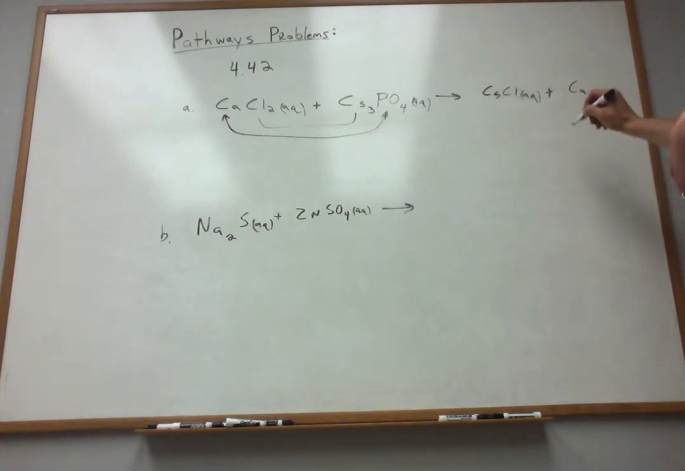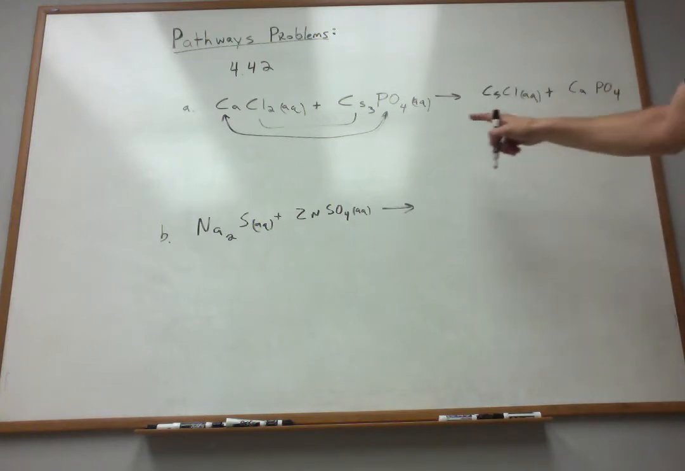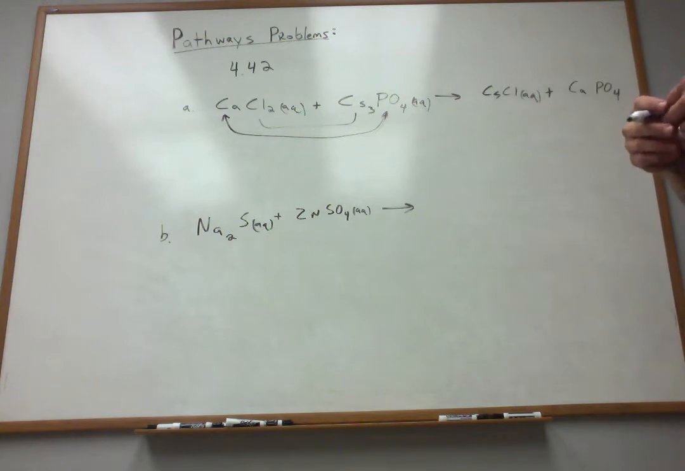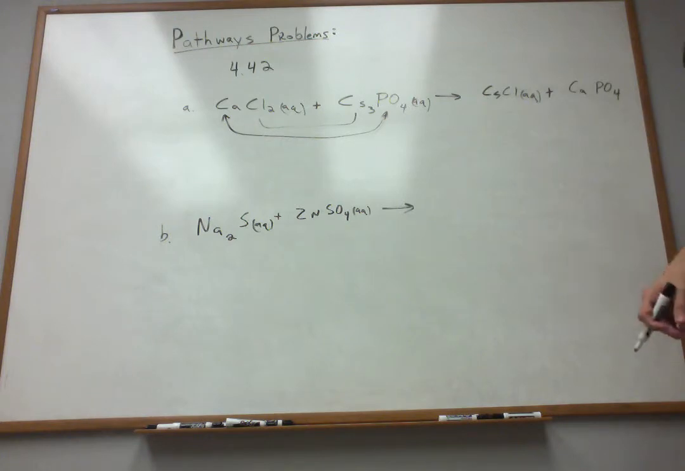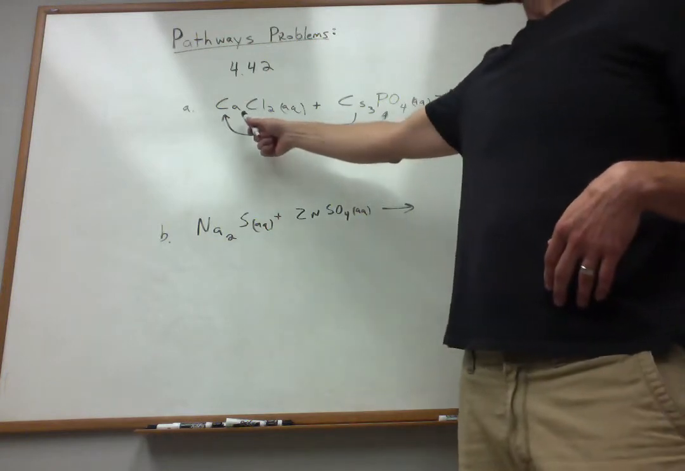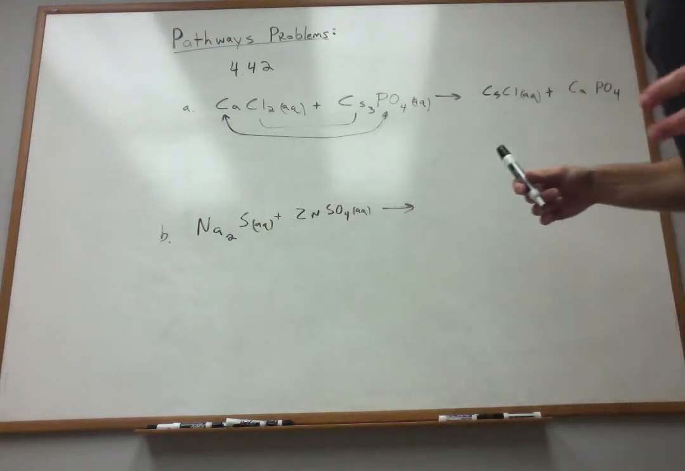Now the other possible product forms from the other ions, which are left: calcium and PO4, phosphate. Now I have to ask myself, is this the correct formula for calcium phosphate, or does it need to be changed or modified? And how so? To do that, you need to know the charges. Now calcium is pretty easy to figure out. Calcium is just a 2+.